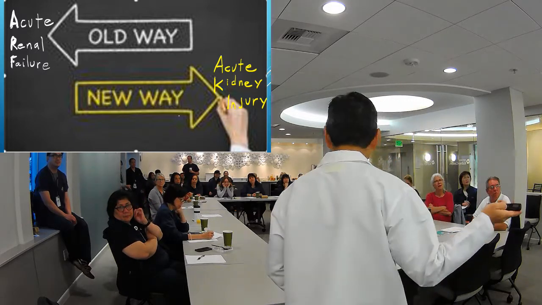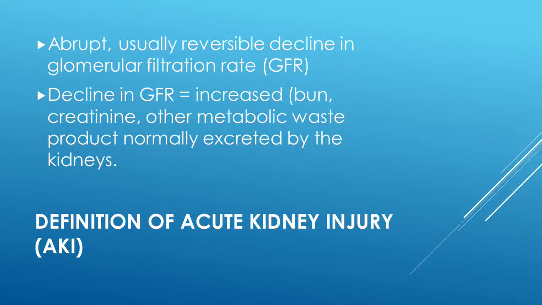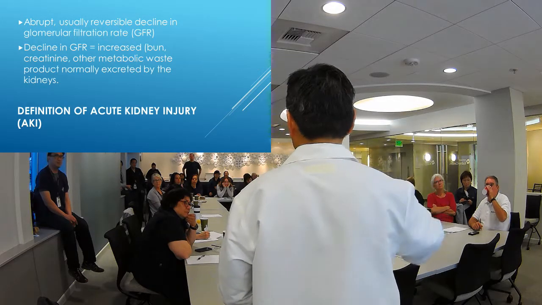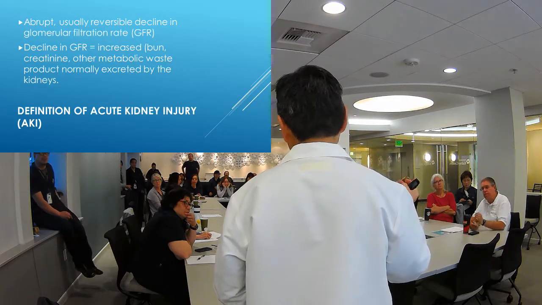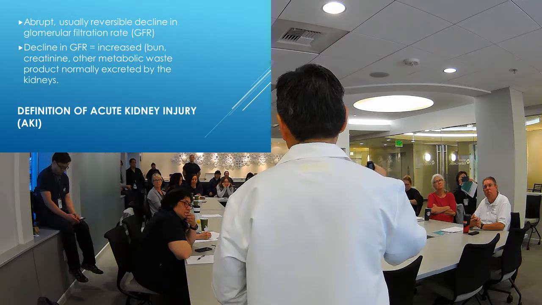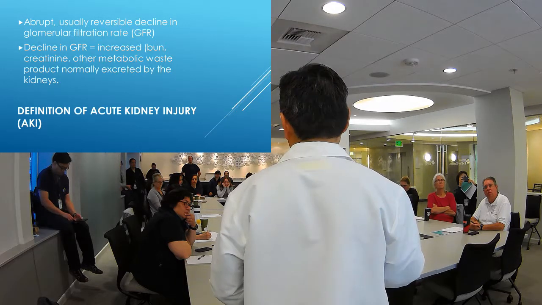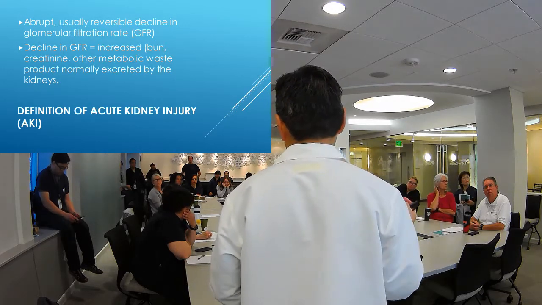So what's the definition of acute kidney injury? Well, it's the abrupt and usually reversible decline in glomerular filtration rate. You know that the kidneys are filtering, and we can measure glomerular filtration rate through something called the creatinine clearance, and it tells how much creatinine was filtered through the glomerulus. Creatinine has the characteristic of being 100% filtered at the level of the glomerulus, but not reabsorbed by the renal tubule. So it's a good marker for how much filtration went through the glomerulus.